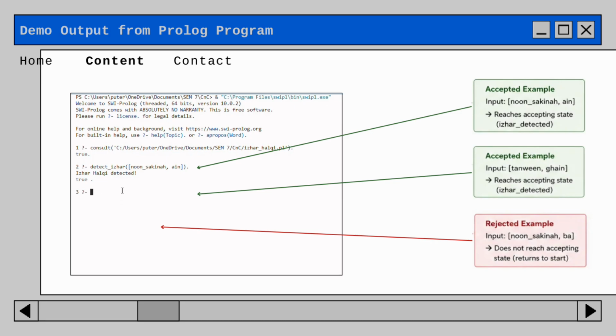And then for detect IZHAR between tanwin and ghin, IZHAR HALQI detected because tanwin when it meets ghin is the IZHAR HALQI letter. That is why IZHAR HALQI detected. For the third test case, this is detect IZHAR nun sakinah with ba, and the output is not IZHAR HALQI detected because ba is not an IZHAR HALQI letter. So that's all for the IZHAR HALQI.